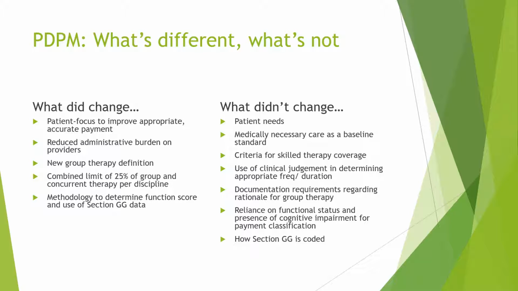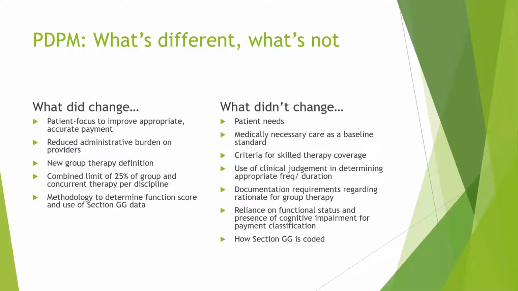So with the PDPM, let's talk a little bit about what's different and what's not. On the left-hand side, what did change? Again, that patient focus to improve appropriate, accurate payment. The idea is to reduce administrative burden on the providers. There is a new group therapy definition, so you cannot have a combined limit of more than 25% of group and concurrent therapy per discipline, and a methodology to determine the functional score and use of Section GG data. Section GG is information that has already been collected since, I believe, 2016. So there's no difference in what data is being collected, but it's how it's understood and then how the payments come out in the end.